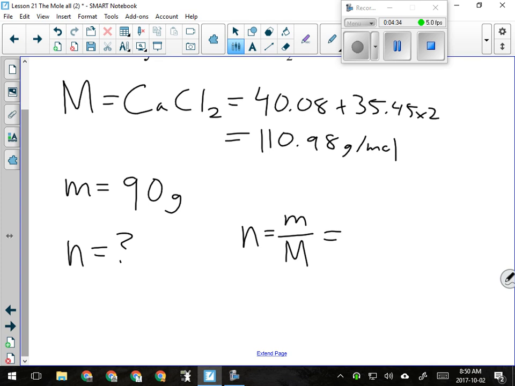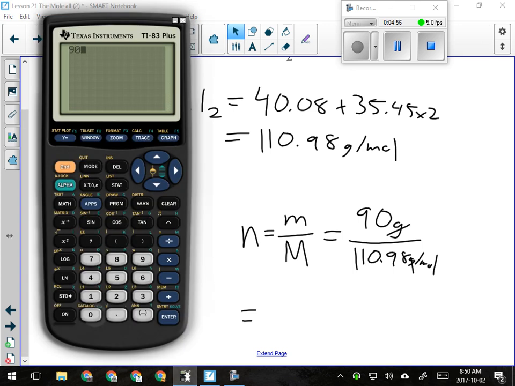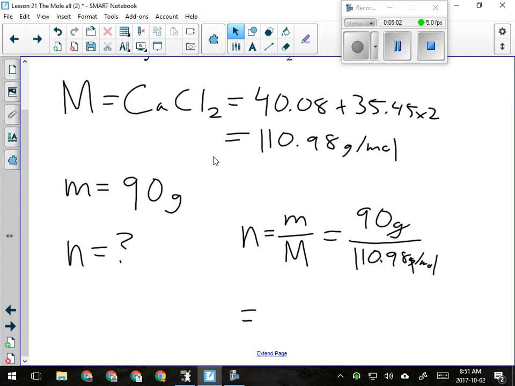All right, so I plug in my numbers here. 90 grams was the mass, divided by the molar mass that we calculated, 110.98 grams per mole. Okay, so I've got grams on the top, grams on the bottom. Those units are going to cancel and leave me with moles, which is good, because that's what I'm looking for. Okay, and then 90 over 110.98 gives us 0.81 moles.